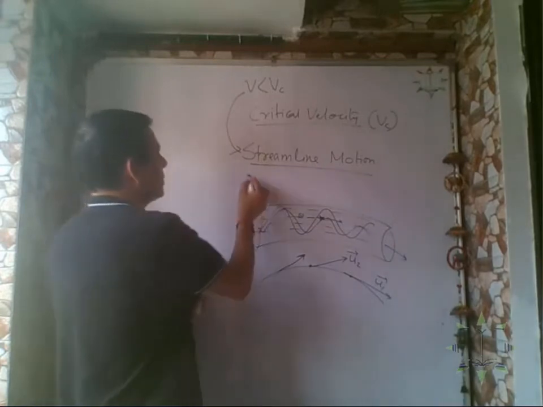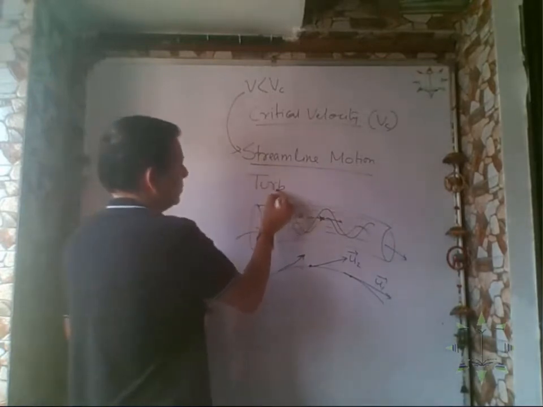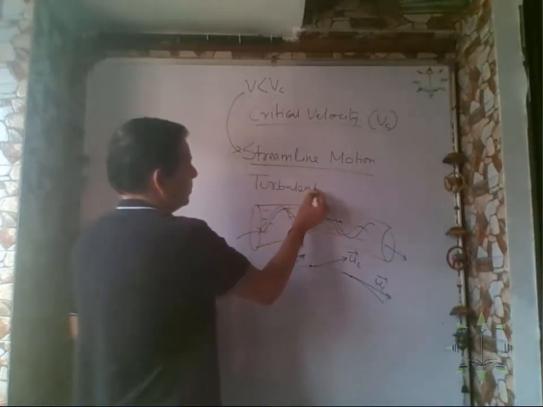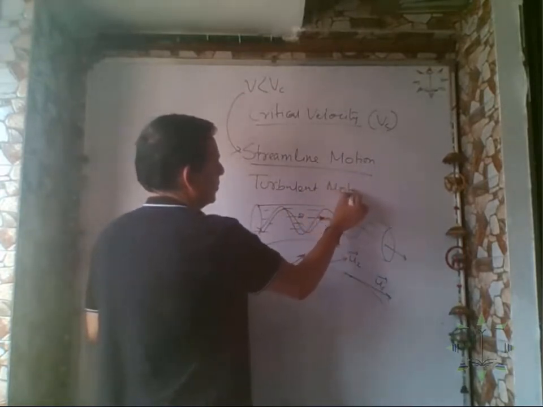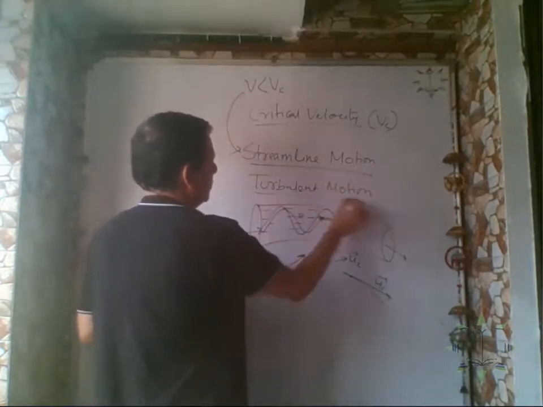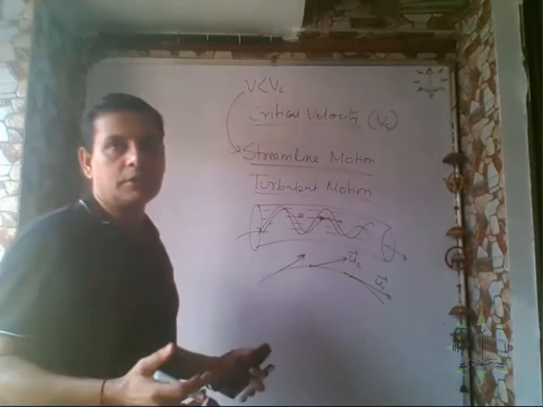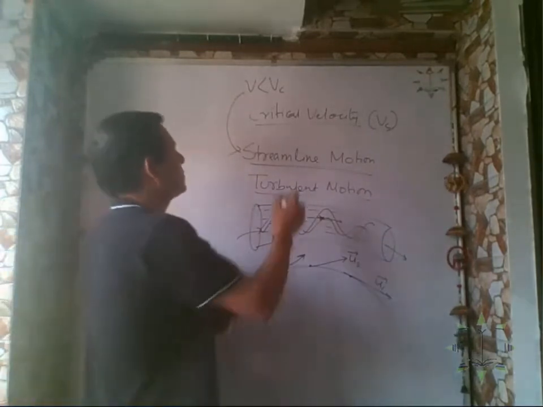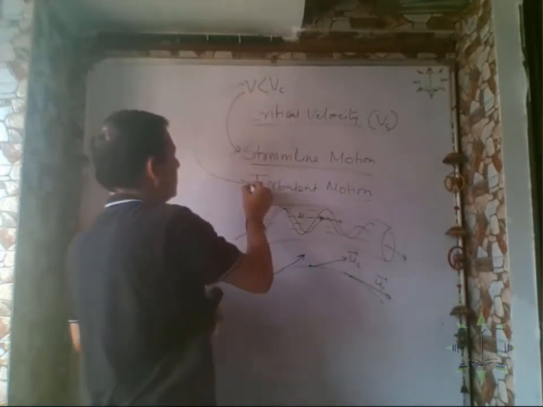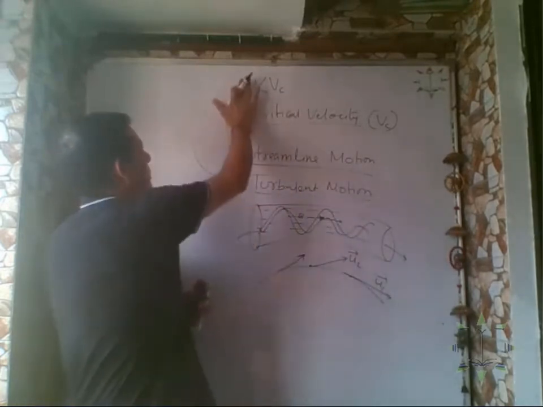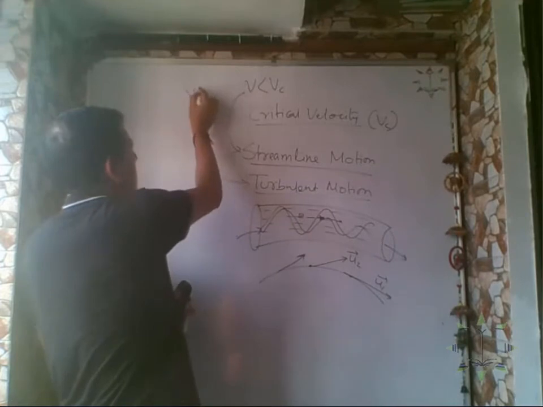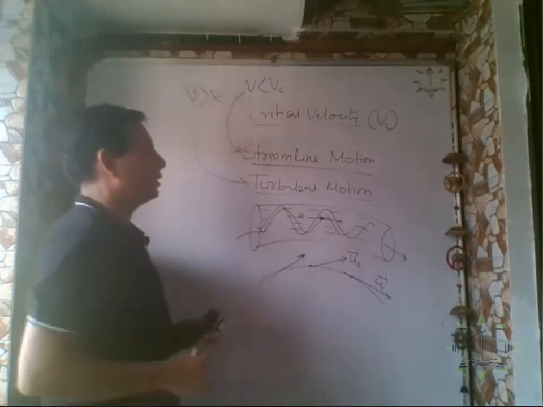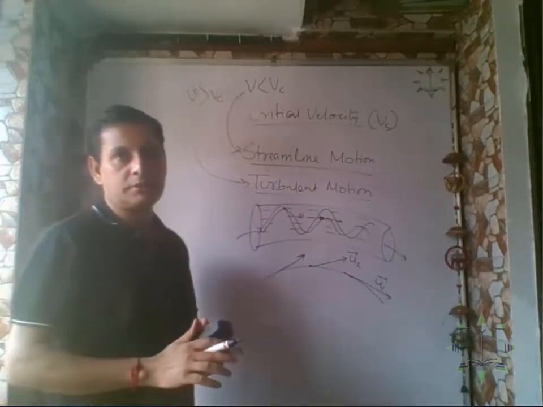So what is turbulent motion? So hurricane is a turbulent, okay. Tornado is a turbulent motion. Turbulent motion means which is not following any rhythm. So what is happening? When the velocity is more than the critical velocity, the motion becomes turbulent motion. Okay.